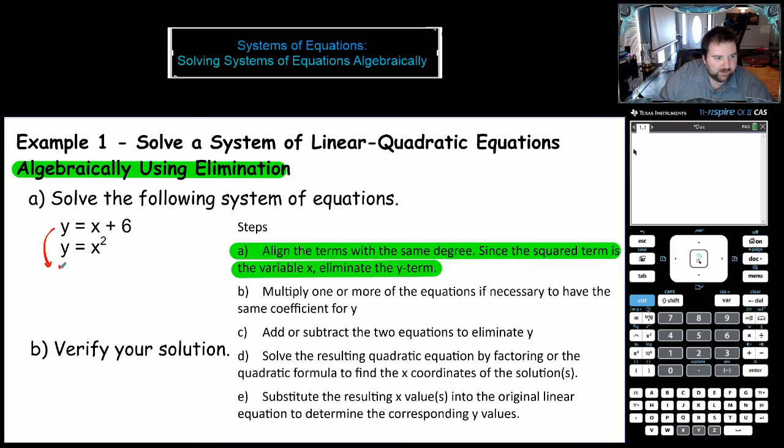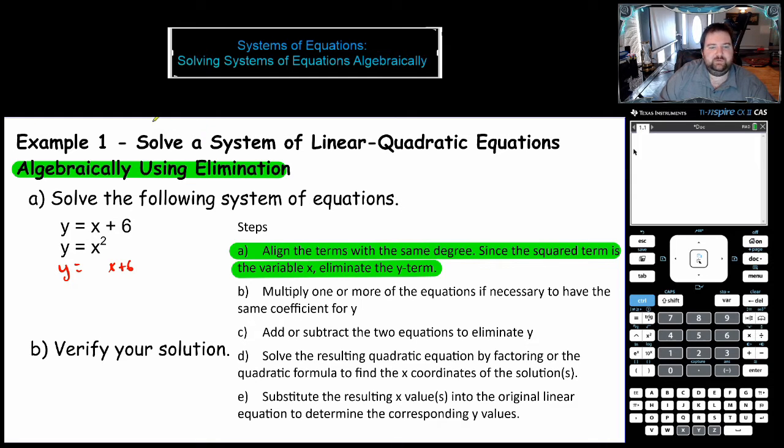So we're going to line up our y's. Our line does not have an x squared. So I'm going to leave a space here, and then I'm going to have x and plus 6. And this step, once you get good at this, you don't really have to do, but we're going to do it for now.